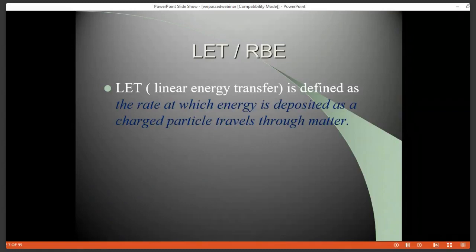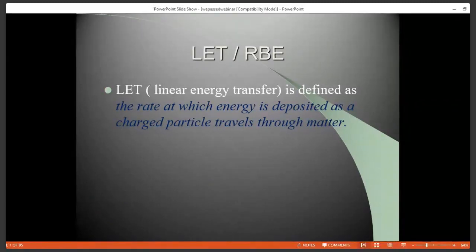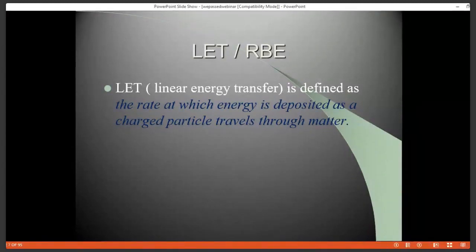Linear energy transfer is really defined as the rate at which energy is deposited as charged particles travel through water. Now, of course, we're working with X-rays, which have no charge and no mass, so we would expect them to have very low amounts of linear energy transfer. But electrons and much larger particles such as protons and neutrons would have much higher amounts of energy transfer. So LET really is a function of mass and charge.